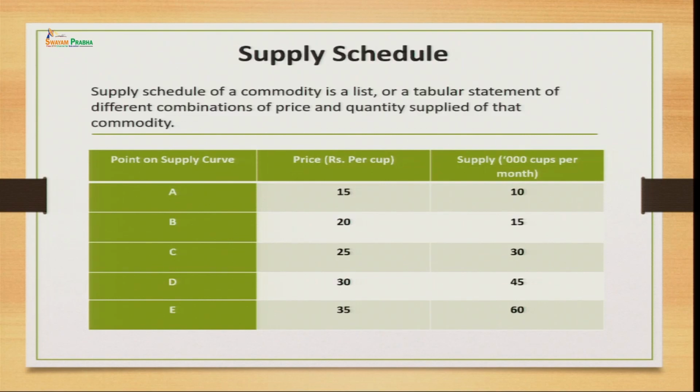Moving ahead, we have the supply schedule. Supply schedule is again just a tabular representation of the law of supply, what we have seen. Here these are the points which we are going to draw on the supply curve, and then you can see these are the prices given, and this is the supply per cup per month, right. So, when the price was rupees 15, the supply was 10,000, because we are studying it in thousands per cup per month, right. And as and when the prices are increasing, supply is also increasing, keeping into consideration that the supplier wants to supply more at the higher prices.